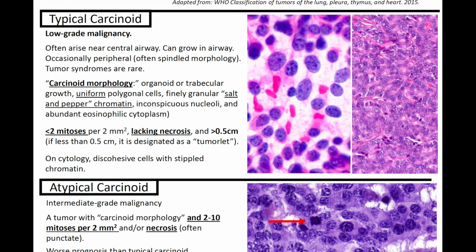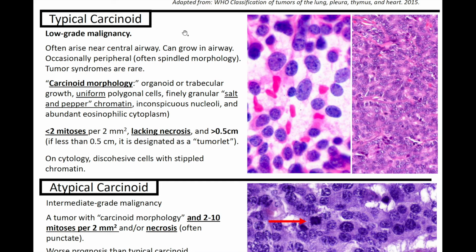So for a typical carcinoid, as I mentioned, it's a low-grade malignancy, and it often arises near the central airway, and it can grow in the airway, but occasionally can be peripheral and often has a spindled morphology. And tumor syndromes are rare.